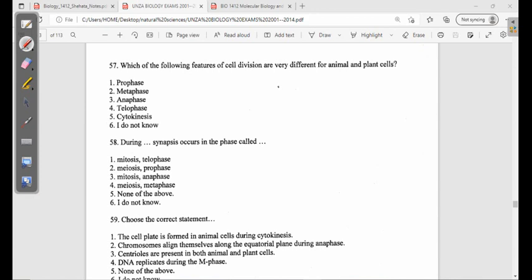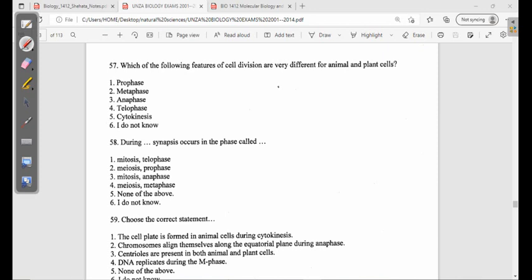Now 58. During dash, synapsis occurs in the phase called dash. Well, we know that synapsis happens in meiosis, and that is during prophase 1. So the best option we can give here is option 2, meiosis. During meiosis, synapsis occurs in the phase called prophase.